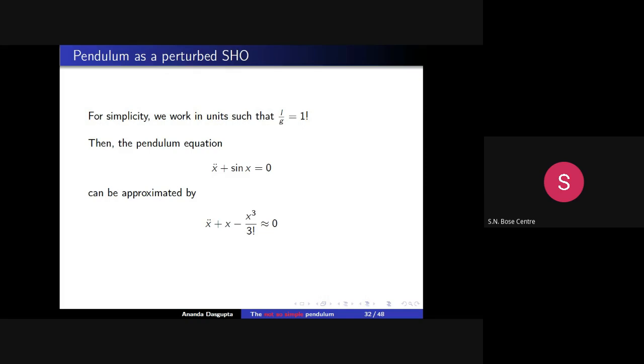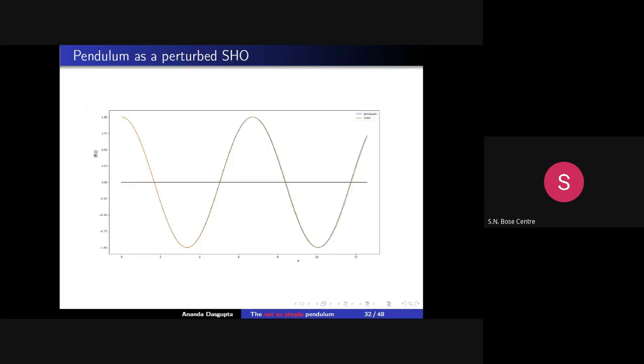Now, even if x is large but not too large, I can write sin x as this. Approximating sin x by x was the harmonic oscillator approximation. This is the next step. So what we can do is solve this problem, which is a cubic approximation to the pendulum. And is that a good approximation? The answer is actually yes.